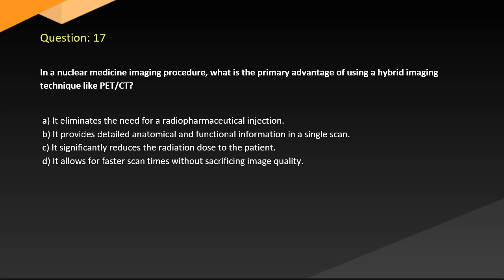Question 17. In a nuclear medicine imaging procedure, what is the primary advantage of using a hybrid imaging technique like PET? A. It eliminates the need for a radiopharmaceutical injection. B. It provides detailed anatomical and functional information in a single scan. C. It significantly reduces the radiation dose to the patient. D. It allows for faster scan times without sacrificing image quality.